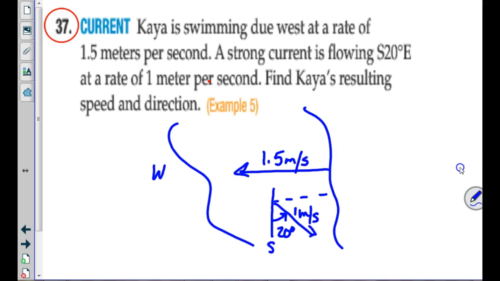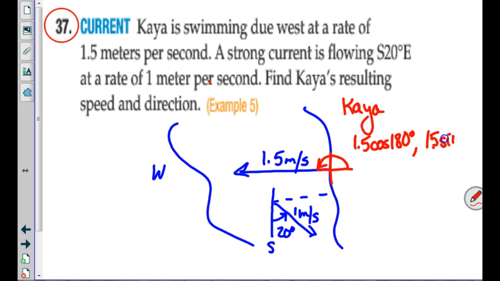We can do these as separate vectors and then add them together. That's why I didn't really draw them on one. So Kayla's swimming, or Kaya, I can read, wow. Totally did not see that there was no L. Is 1.5, and if we wanted to make that an angle, it would be 180 degrees. So you could do 1.5 cosine of 180 and 1.5 sine of 180. It's just going to turn out to be negative 1.5 and 0 because it's just going straight left.